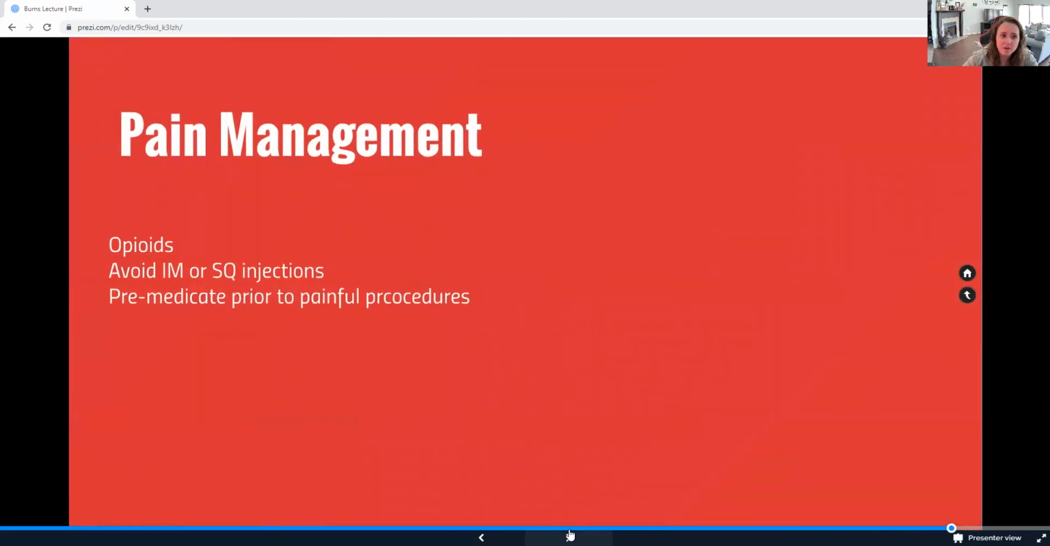So let's talk about some other nursing interventions. Pain management. Opioids are going to be your choice to manage the pain in these patients. We want to avoid IM or sub-Q injections because absorption through the tissue is unreliable during this recovery phase. We've lost fluid and electrolyte balances and adipose tissue and just different things like that. So it's not as reliable as someone who doesn't have a burn injury. So IV is the preferred route. And we want to pre-medicate prior to painful procedures as well, such as dressing changes or physical therapy. So pain management is a big part of the care for these patients.